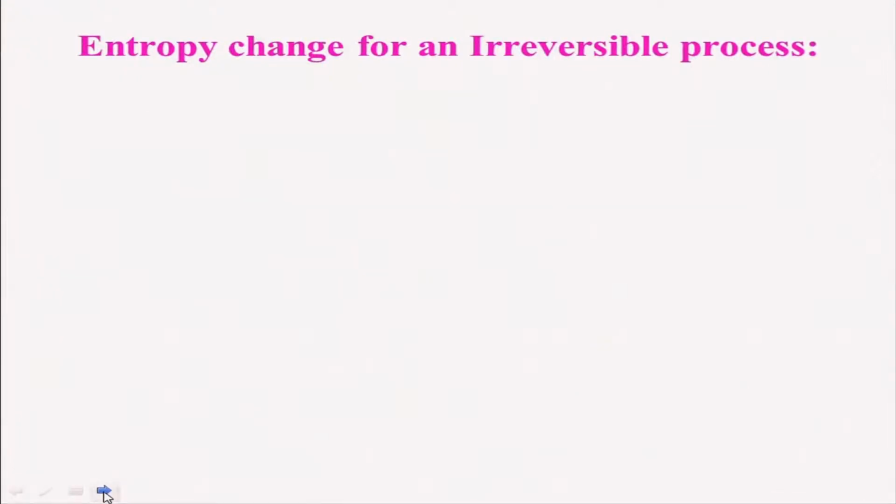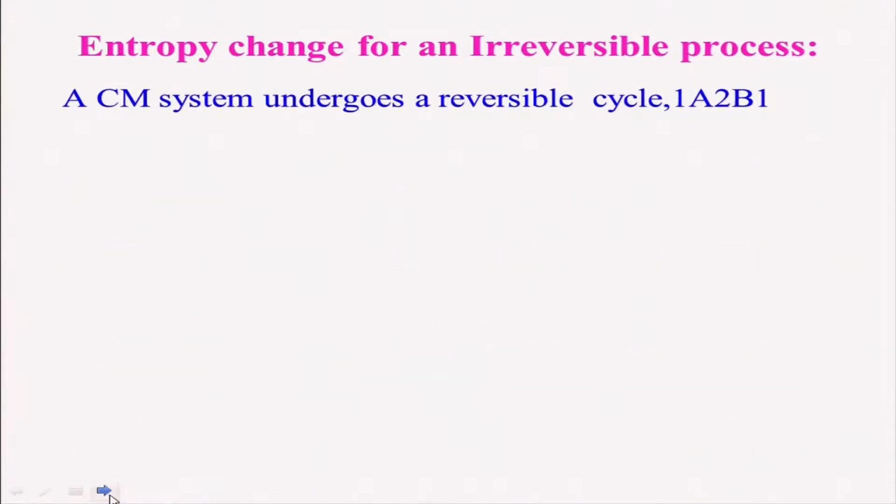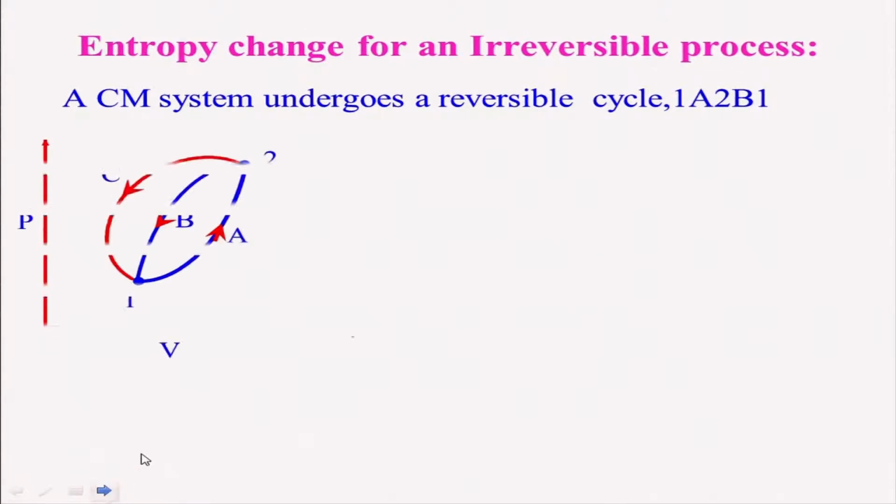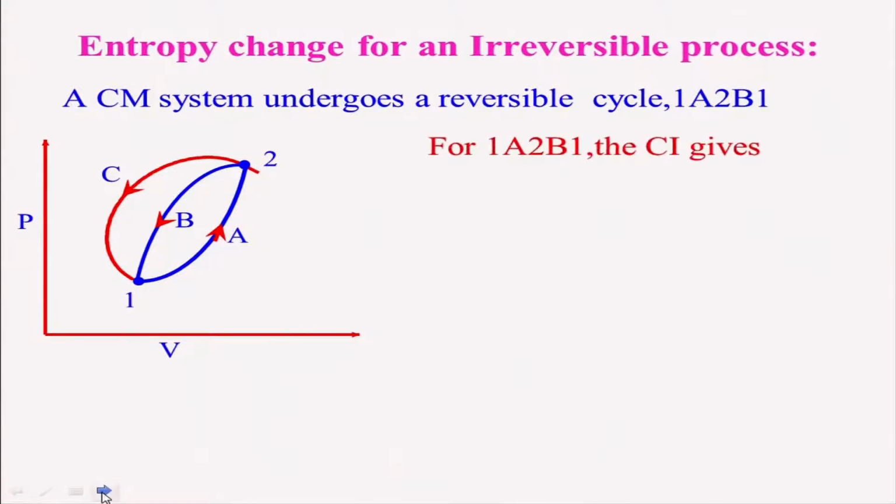So, we will now look at the entropy change for an irreversible process, and we will see how we can handle it. We can take a control mass system which undergoes a reversible cycle 1A2B1. This is a reversible cycle, and we will consider it.